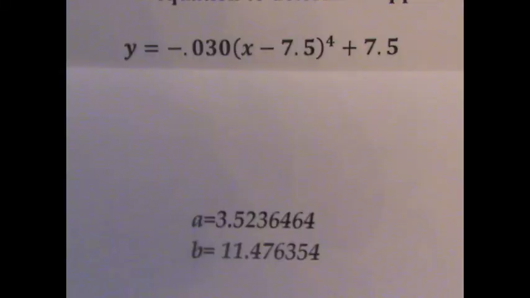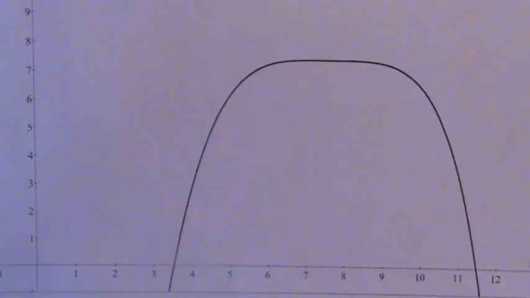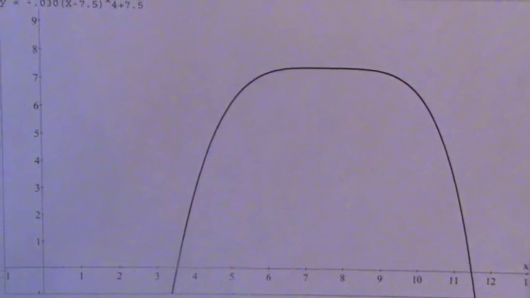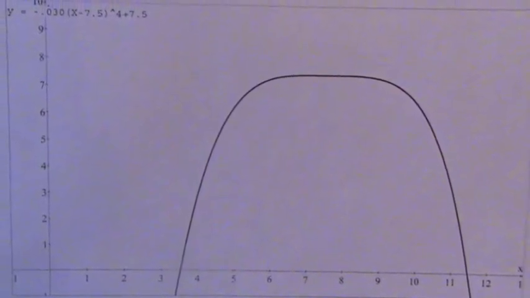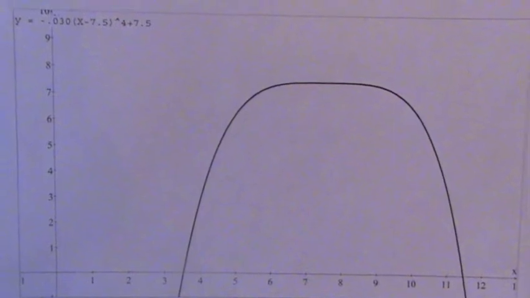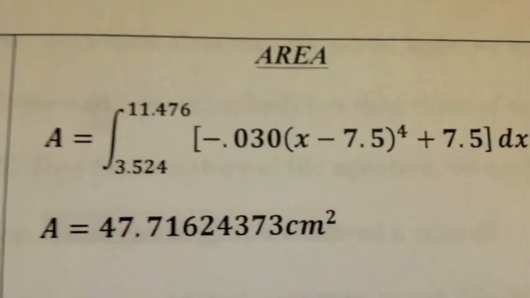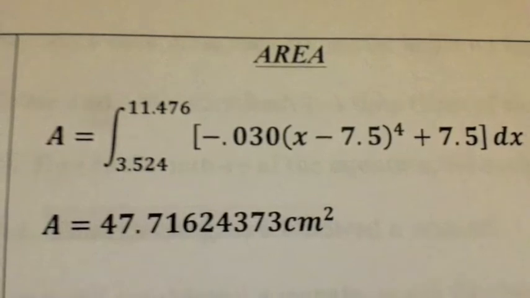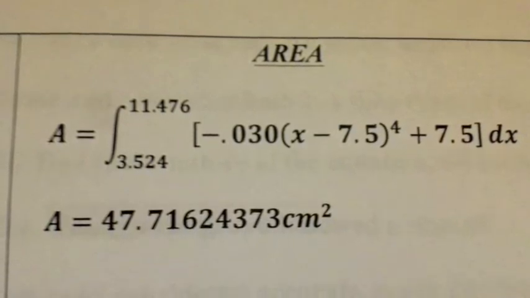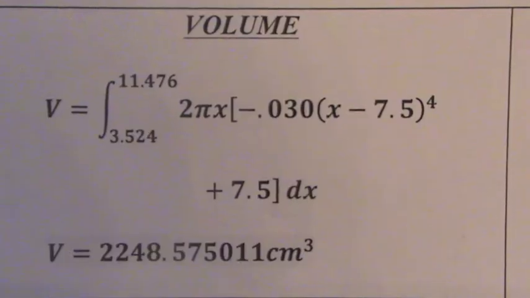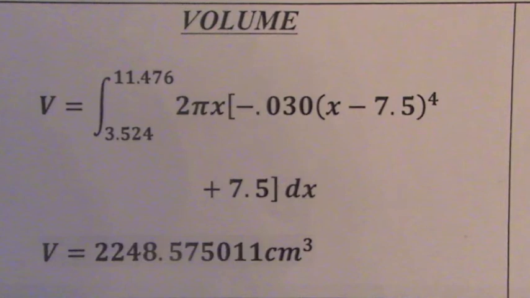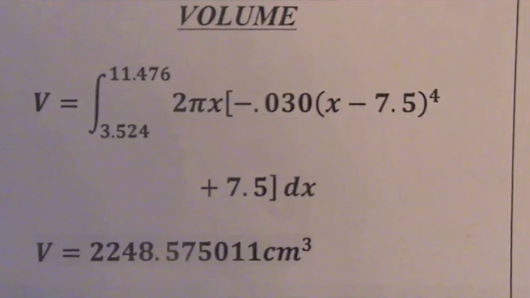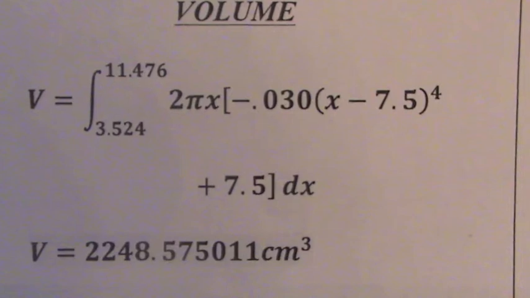So the equation for the non-quadratic is y equals negative 0.03 times (x minus 7.5) to the fourth power plus 7.5. As you can see, the limits for the graph are at 3.5236464 and at 11.476354. The area of the non-quadratic turns out to be 47.7162473 centimeters squared, while the volume turns out to be 2,248.575011 centimeters to the third power.